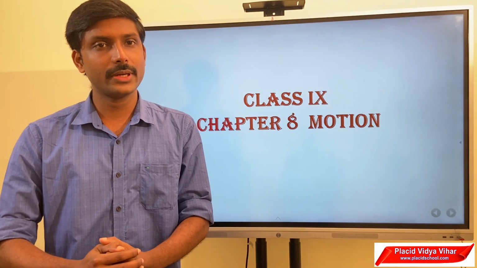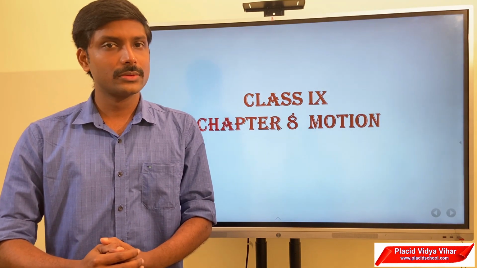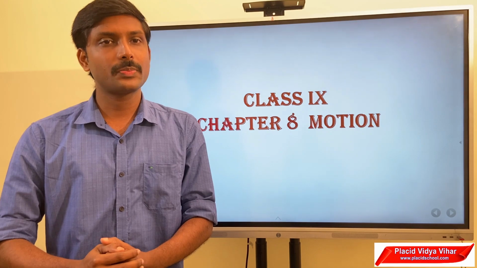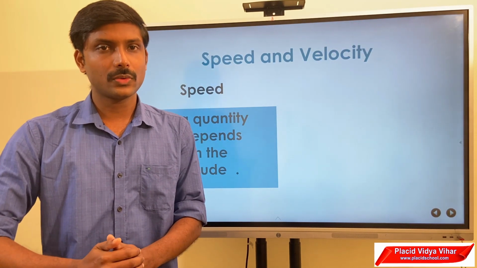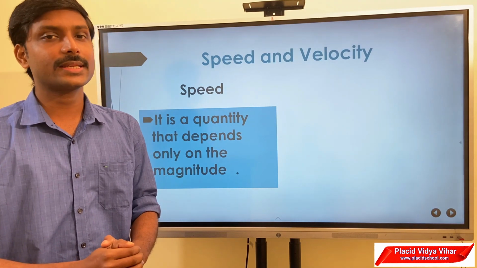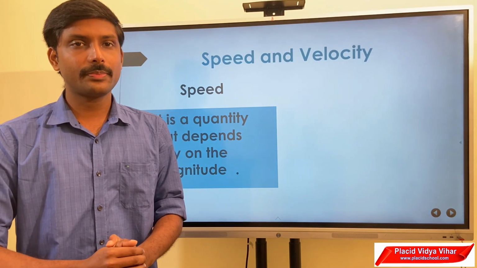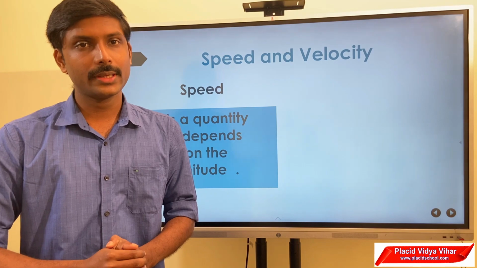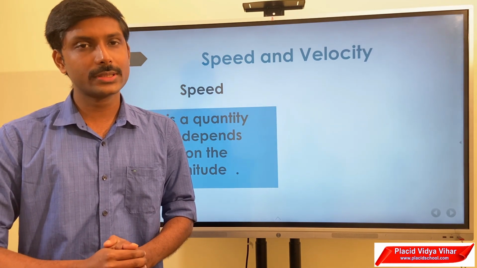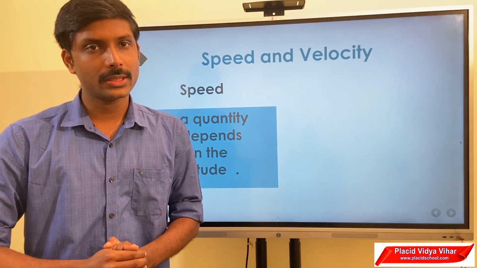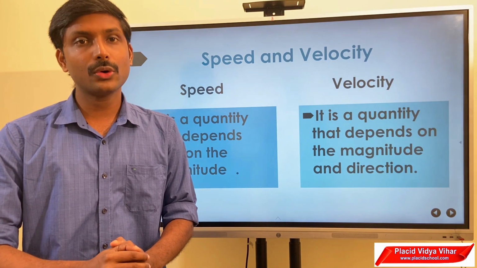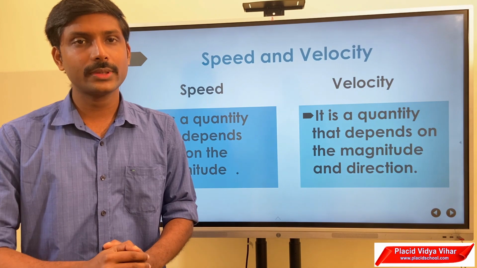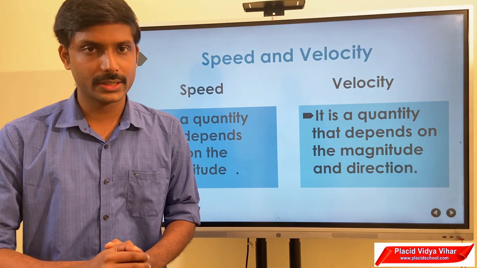You can pause the video and write down the differences between speed and velocity. As you can see, what is speed? It is a quantity that depends only on the magnitude. What is magnitude? The number. Velocity is a quantity that depends both on the magnitude as well as the direction.